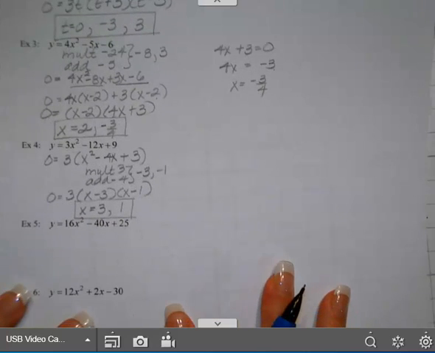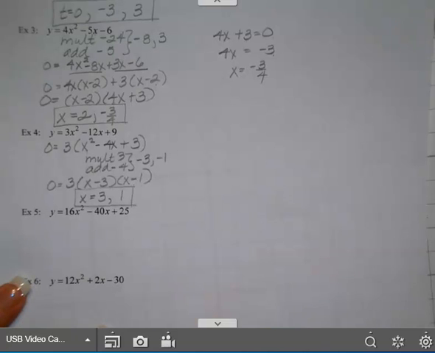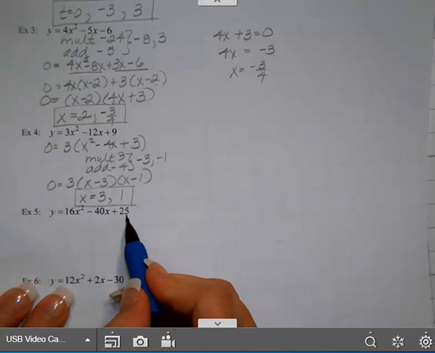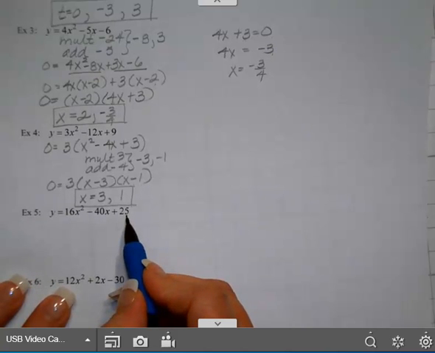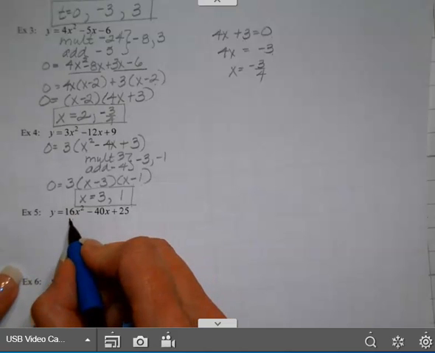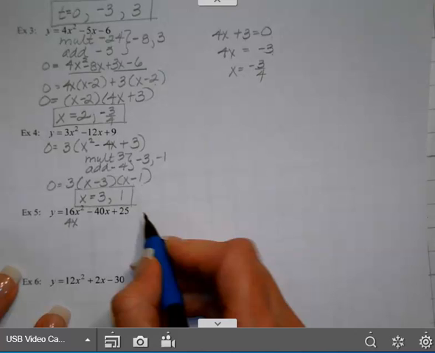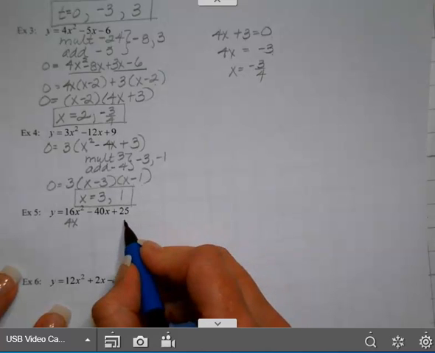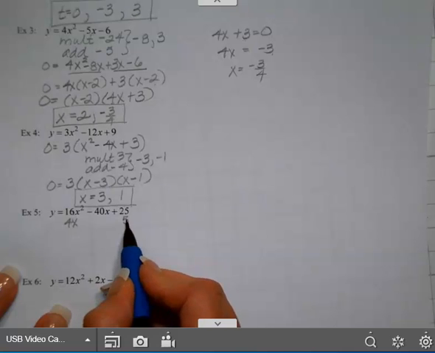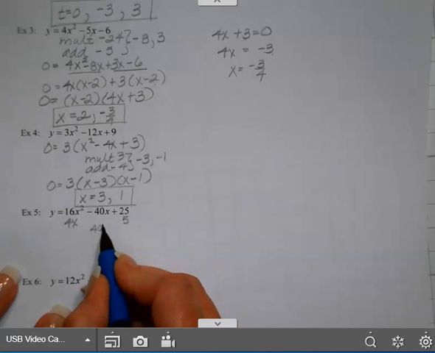On example 5, it does not have a greatest common factor. It has 3 terms, and I like to look at perfect square trinomial. It doesn't have a leading coefficient of 1, so you could split the middle, but this does happen to be a perfect square. This is a square, square root of that is 4x. This is a square, square root of that is 5. And if I multiply that and double it, I would get 40x.